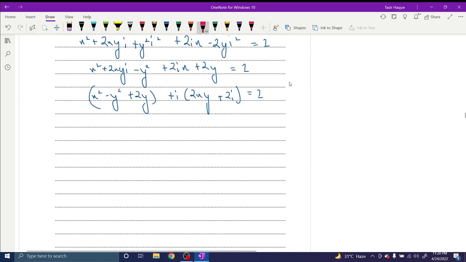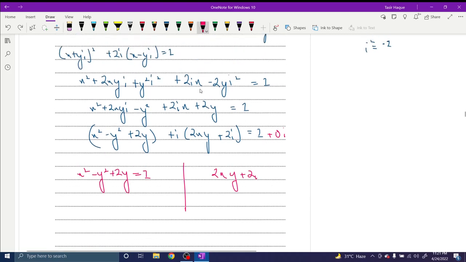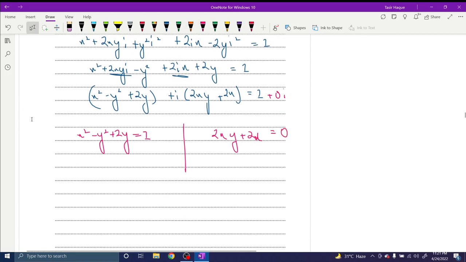So what's the real part on the right hand side? It's 1, right? So x square minus y square plus 2y, this is the real part, we equate it to 1. And what about the imaginary part on the right hand side? There's nothing, right? So 2xy plus, I made a mistake here. Like when we take i common, what did we have? 2xyi and 2ix. So if we take i away, it's 2xy plus twice x, my bad. Right, so 2xy plus twice x is equal to 0. These are our two equations, okay?